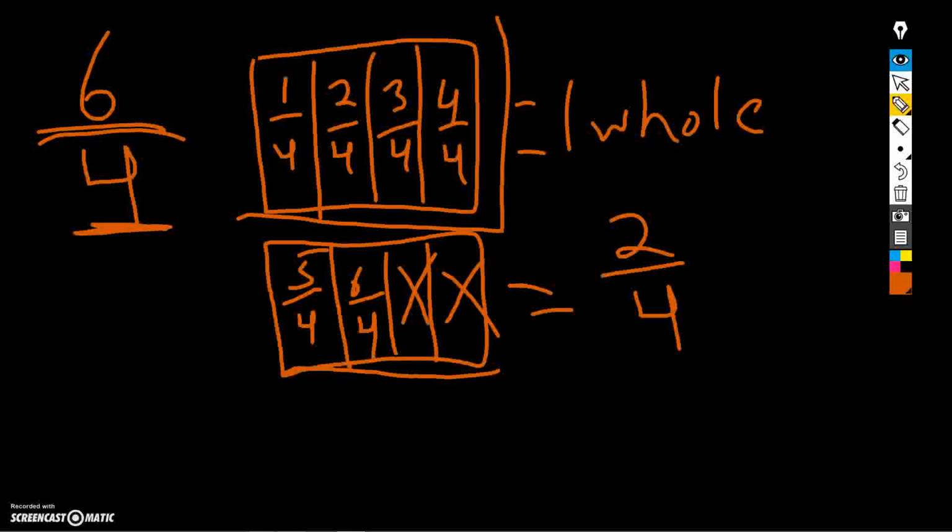So for our mixed number, we look at our wholes. We have one whole, and 2/4 of another whole. And that's how we convert improper fractions to mixed numbers. Okay?